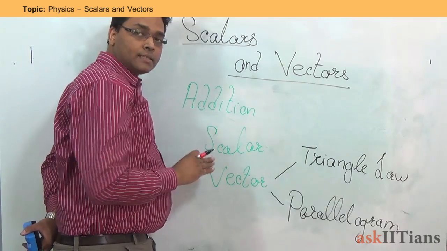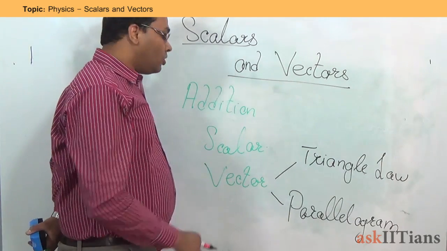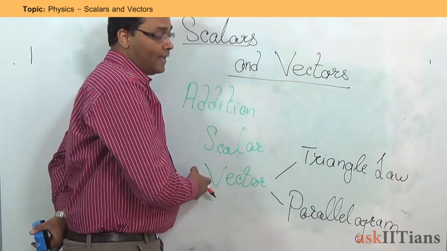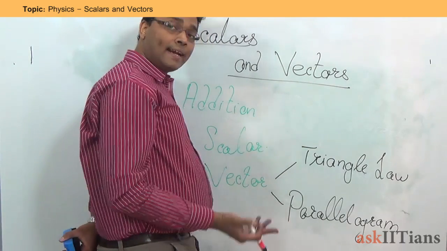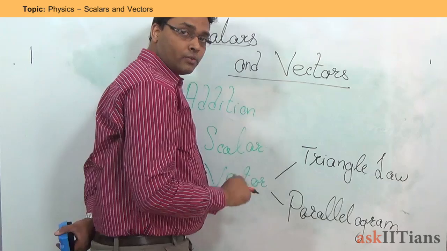We should just be concerned about whether they have the same dimension; if they do, then we can add. If they don't, then we cannot. So if they have the same dimensions, only then can vectors also be added. But there are two rules, because for vectors we cannot add them simply. There are two rules using which we can add two vector quantities.